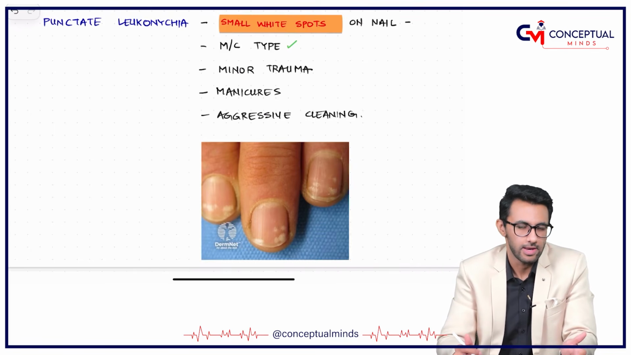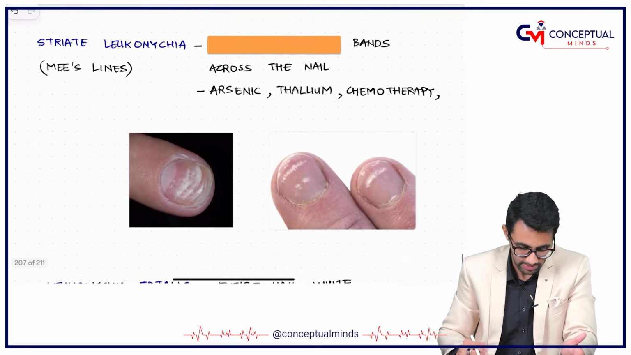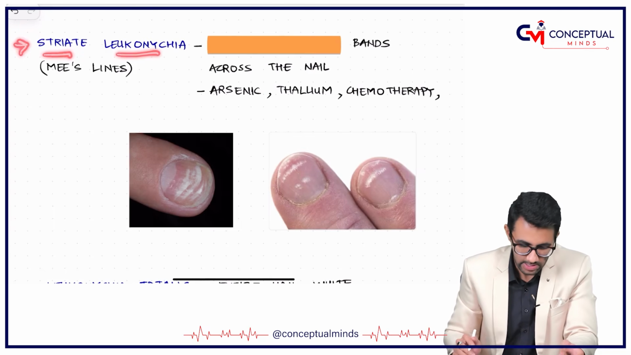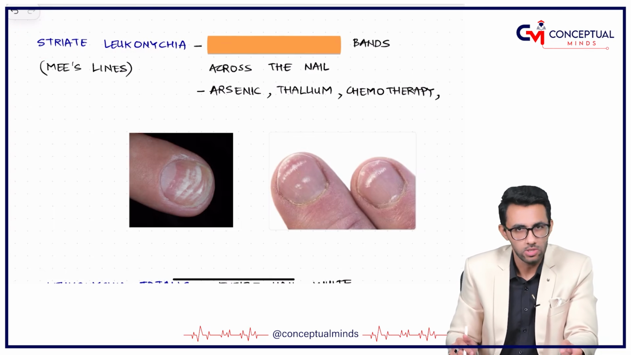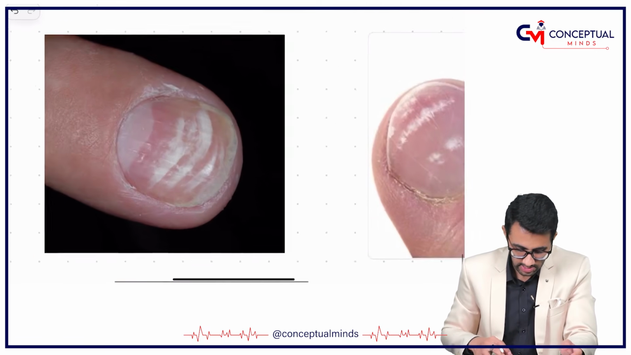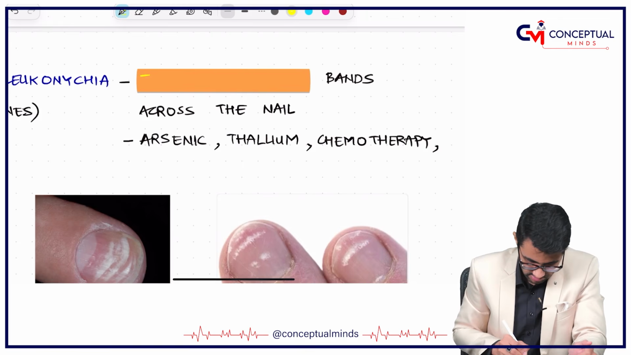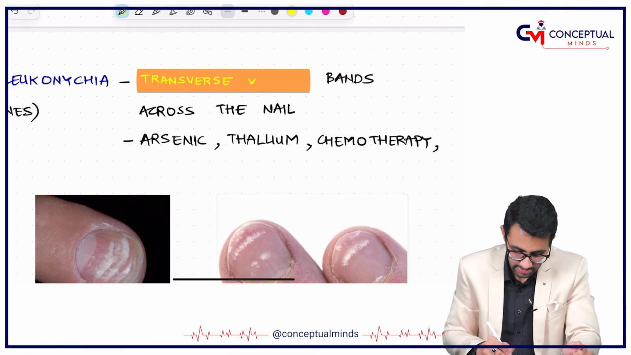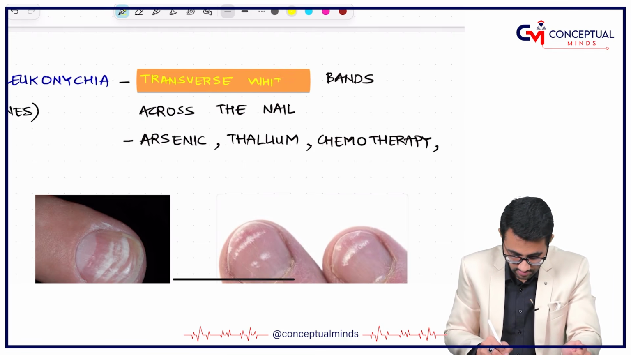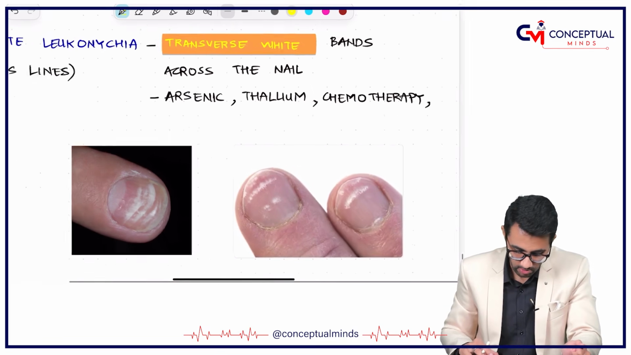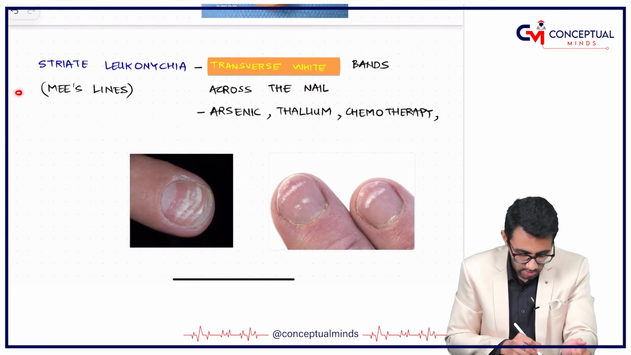That is the striate leukonychia, right? Striate leukonychia, that is the one. Over here what do you see? Horizontal or transverse bands. We just see here, these are the transverse bands, right? Transverse white bands across the nail. These are the ones called Mees lines.